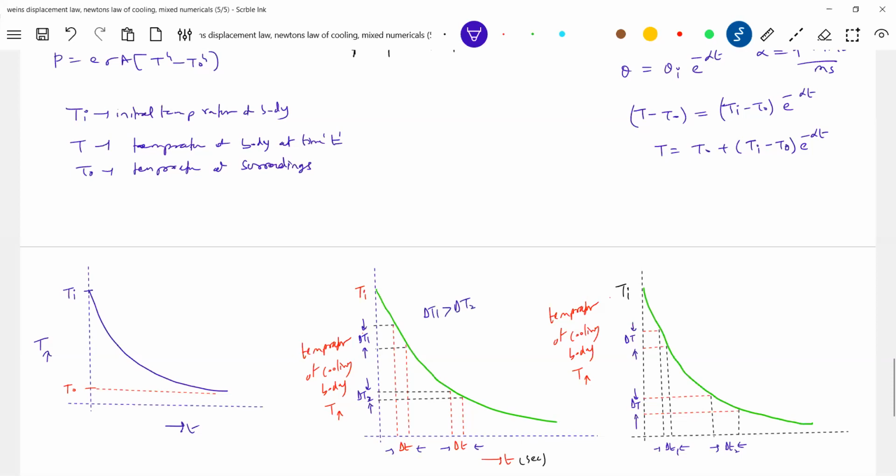What about here? For the same temperature difference, what happens? Initially, it will take less time for the temperature to decrease. Afterwards, it will take more time here. So therefore, how will the body cool? Initially, the rate of cooling will be more.